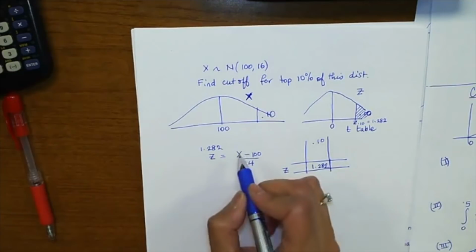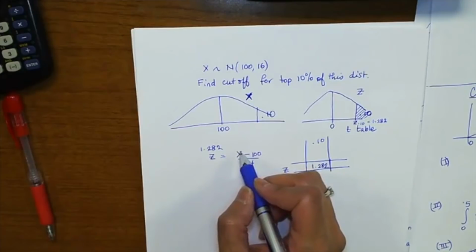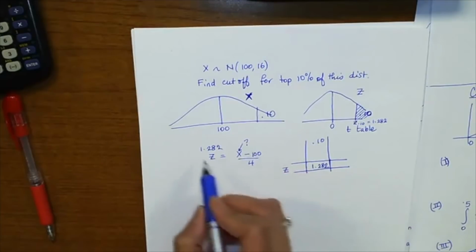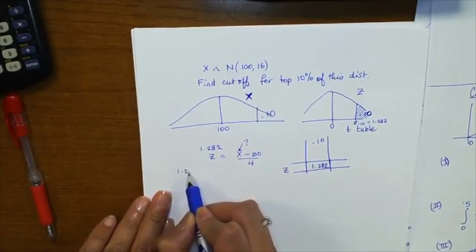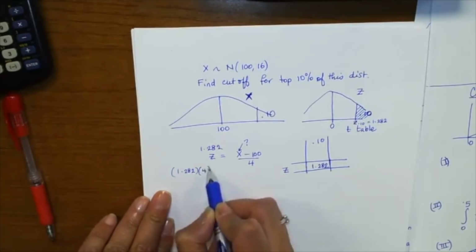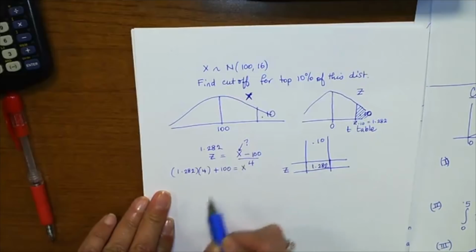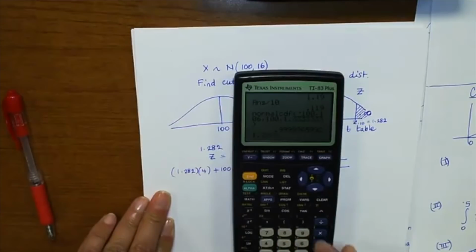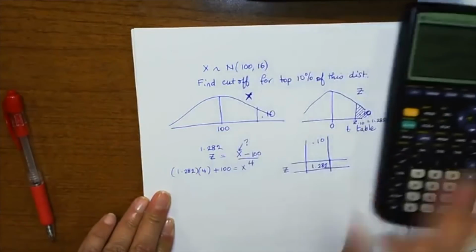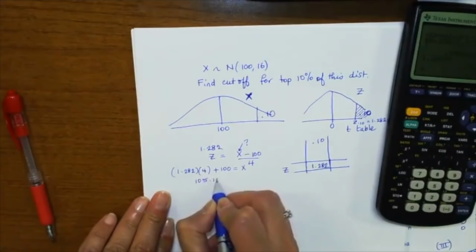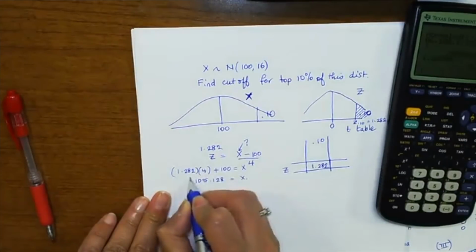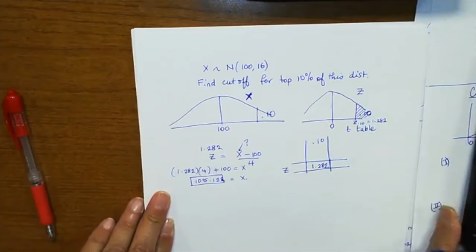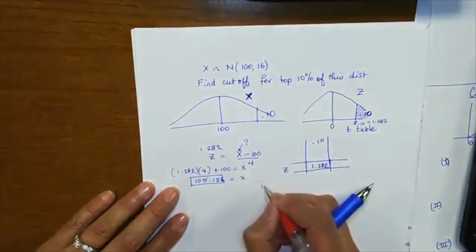And then the only thing that remains to be done is convert this back to X. So X equals what? I'm going to cross multiply. 1.282 times 4 plus 100 equals X. So 105.128 equals X. Get it? Or just go to inverse norm.